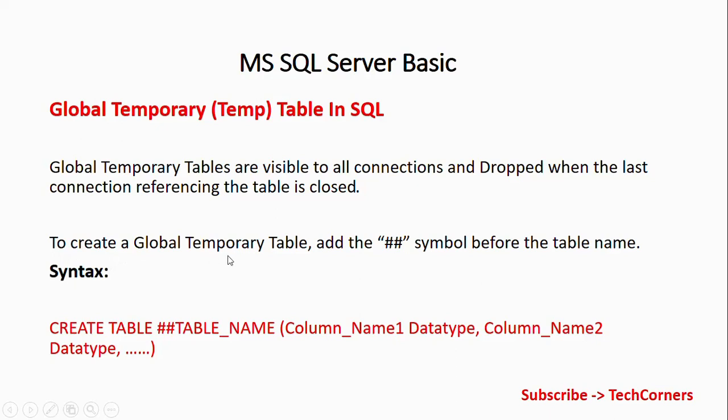To create a global temporary table, add a double hash symbol before the table name. Here is the syntax: create table, then a double hash before the table name, and then in brackets we need to specify the column names and their data types. So let's quickly see in SQL Server how we can do this.